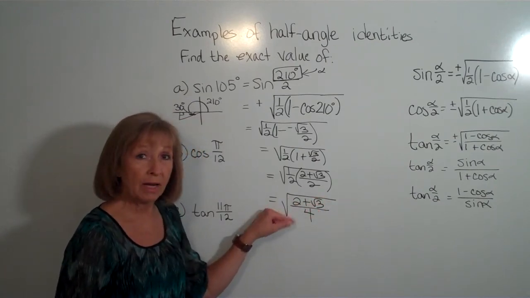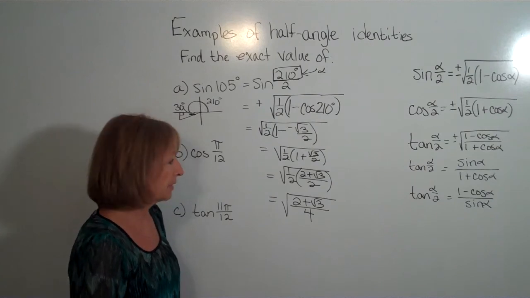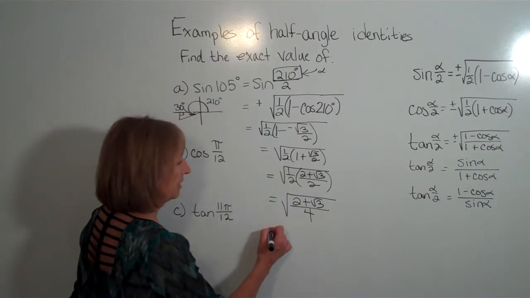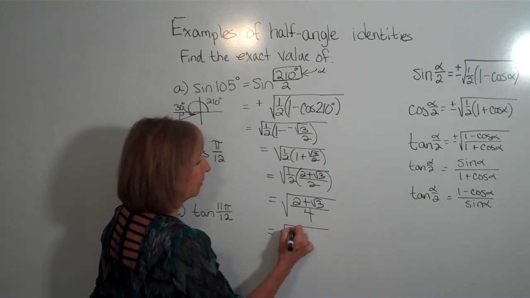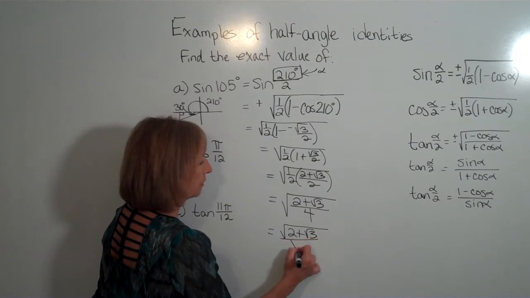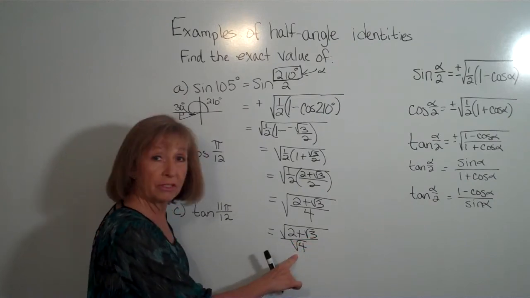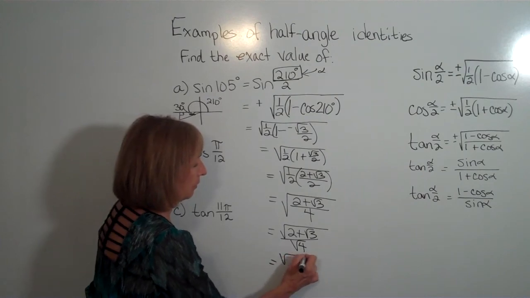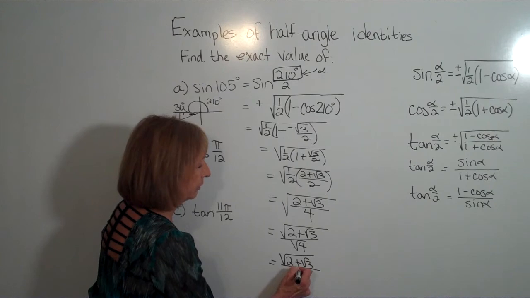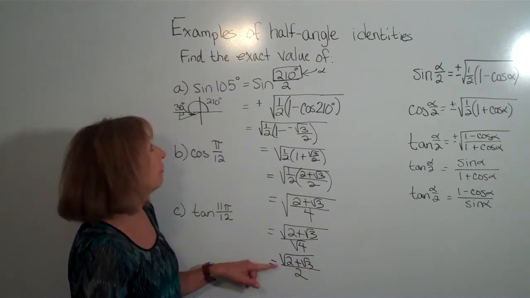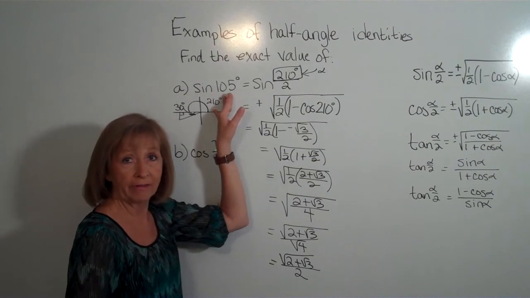And then with radicals, I want to try to simplify this as much as I can. We'll break this up with the square root in the numerator over the square root in the denominator. So that's the square root of 2 plus the square root of 3, and that's all over the square root of 4. But the square root of 4 is 2. So we will just write this as the square root of 2 plus the square root of 3 all over 2. So that is our simplification for the sine of 105 degrees.